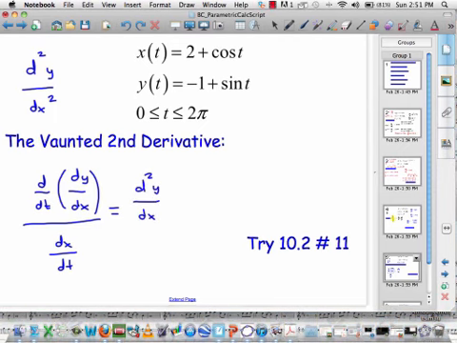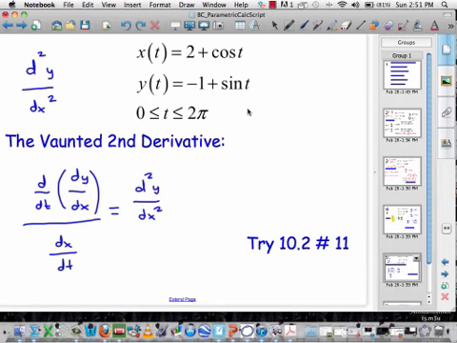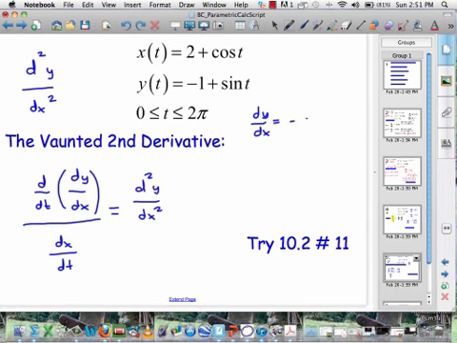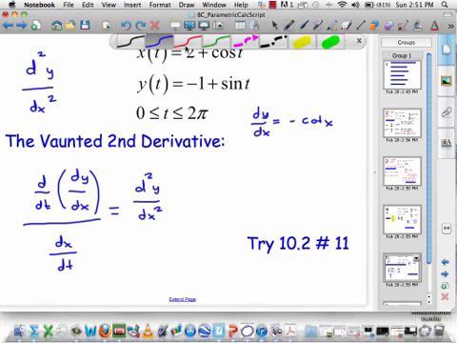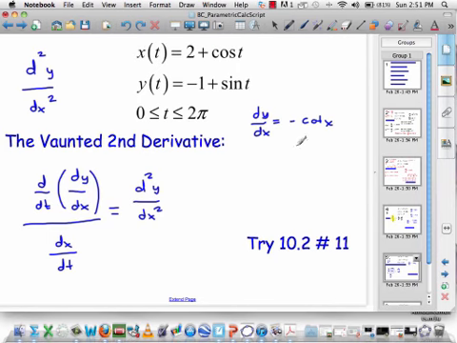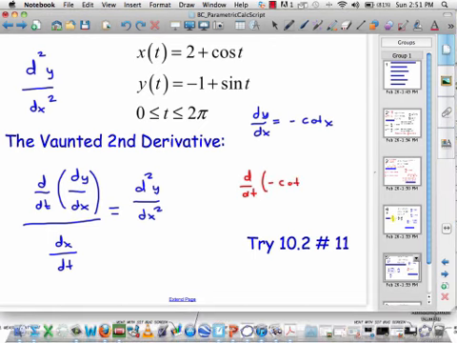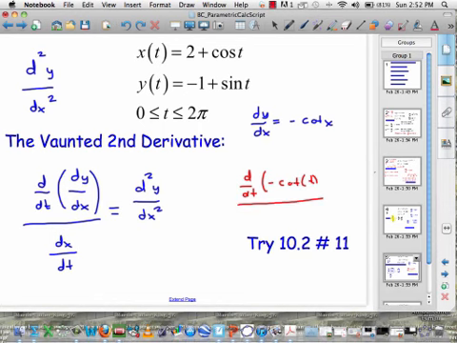Okay, so let's try it with this example. We saw on the last slide here that dy/dx could be written as negative cotangent t. Okay, so what do I need to do to calculate the second derivative? I need to take the derivative of that with respect to t, so d/dt of negative cotangent t divided by dx/dt. Right? And what was dx/dt? It was negative sine t.